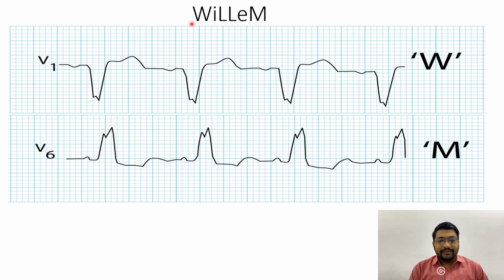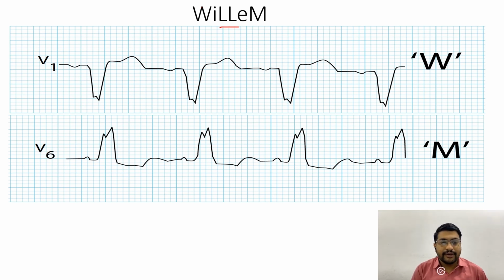So this is a mnemonic to remember left bundle branch block, and it is called Willem because if you look at this word, it has two L in between. All right, this is our left bundle branch block. So in V1 we will have a W pattern. You can see that this is negatively deflected waves and this shows our slurring. This point shows our slurring, and in V6 we will have a positively deflected QRS complexes but with slurring.